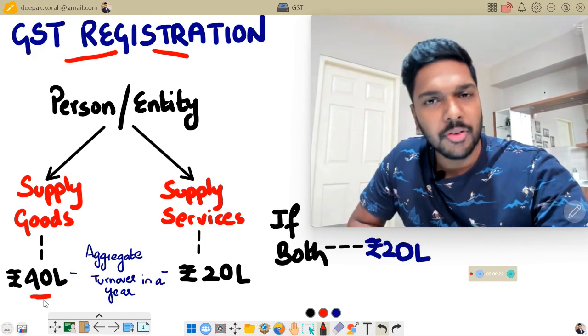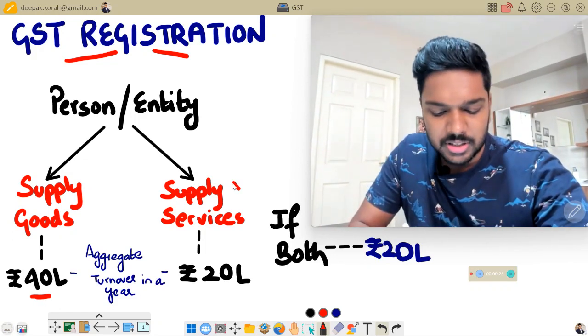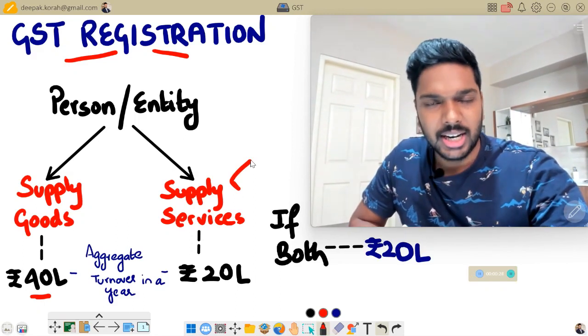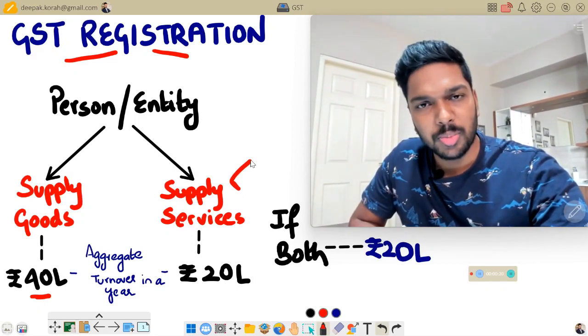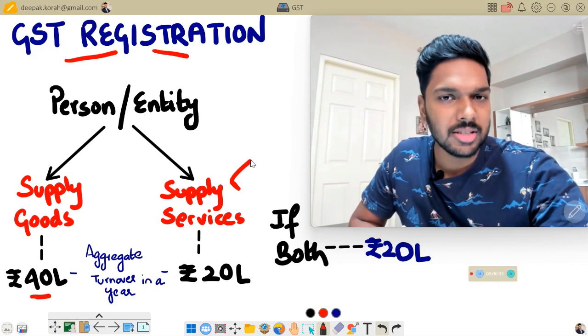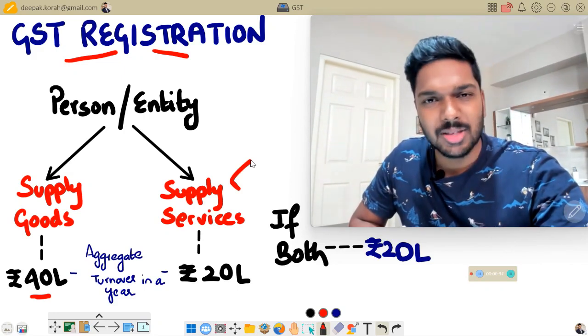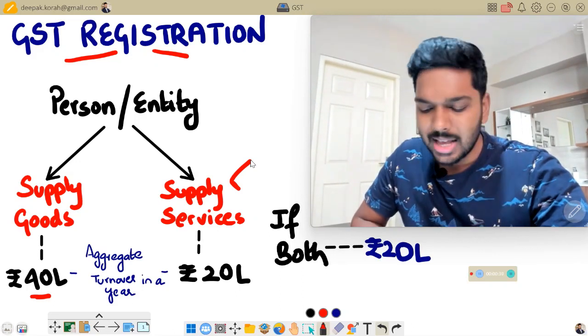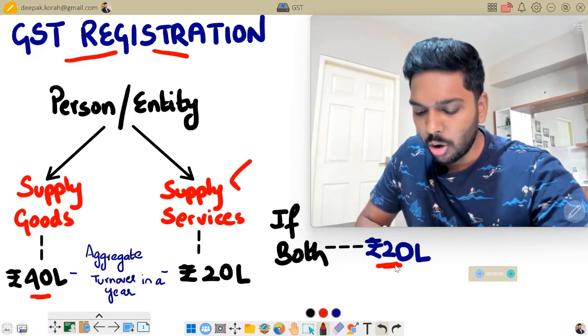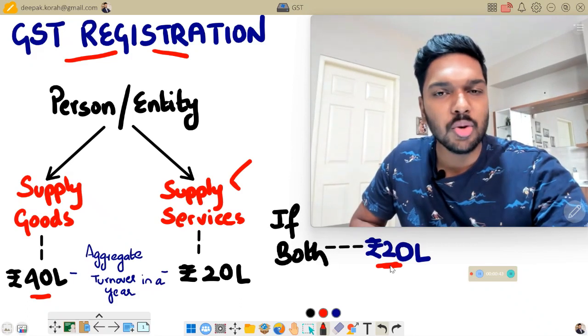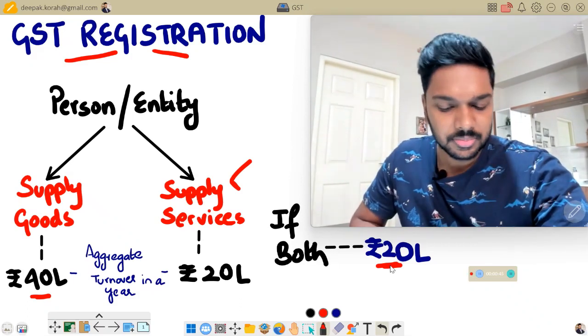On the other hand, if you are exclusively involved in the supply of services, and if your aggregate turnover in a financial year crosses 20 lakhs rupees, then you need to get yourself GST registered. But what if you're involved in both supply of goods and supply of services? Then in that case, the moment you cross 20 lakhs of aggregate turnover in a financial year, you need to get a GST registration.